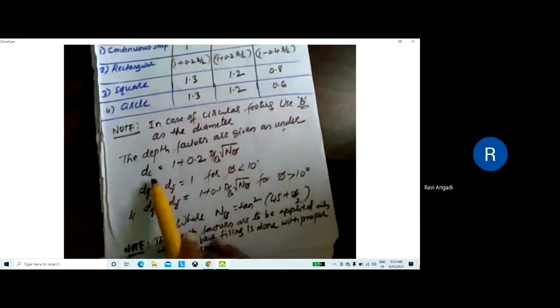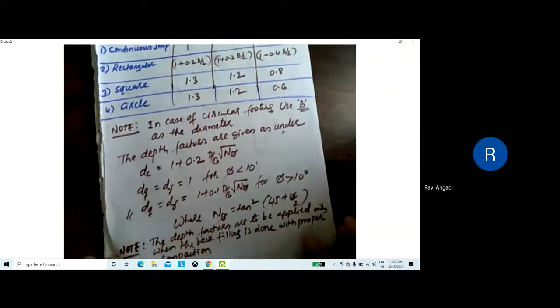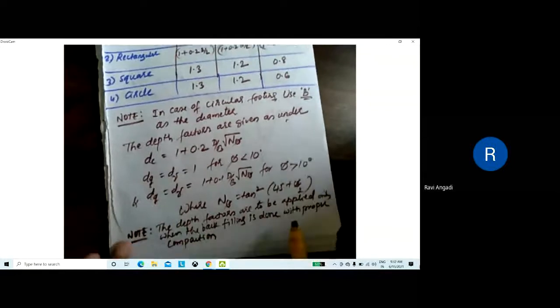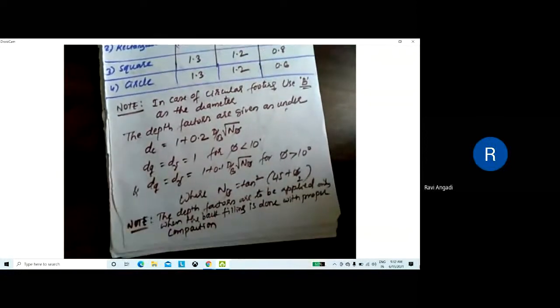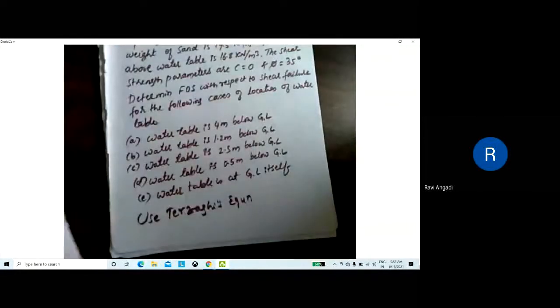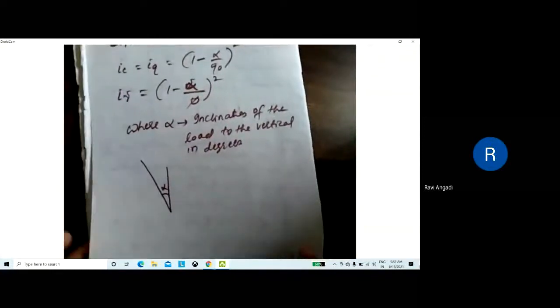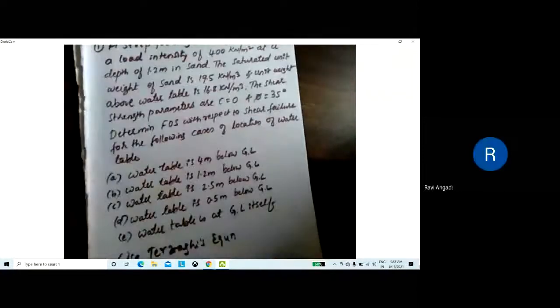For depth factors, these are the formulas to be remembered to calculate DC, DQ, and D gamma. The depth factors are to be applied only when the backfilling is done with proper compaction. So with this much we have discussed in the previous class, right? I think you all have taken this down. Yes, sir. Okay, so now coming to the problems.